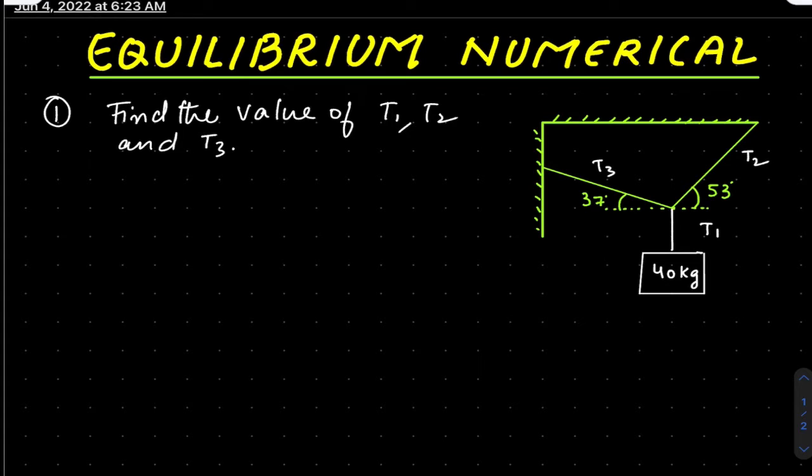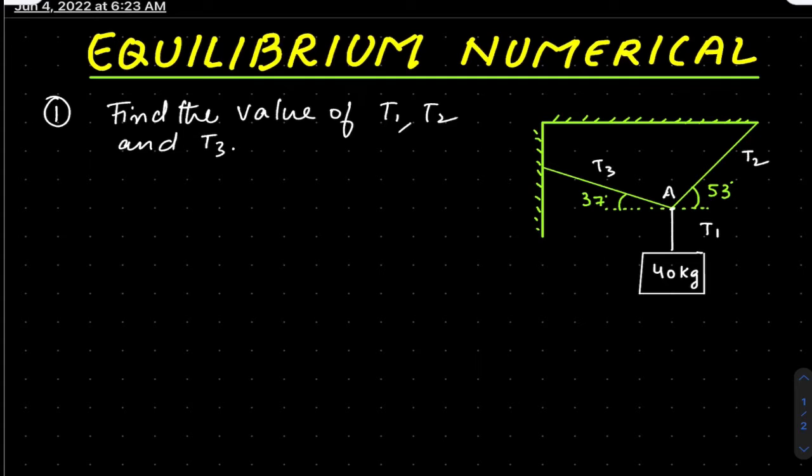So in this numerical we have a situation in which we have three ideal strings and a block of 40 kg with specific angles. We need to find the values of T1, T2 and T3, that's the tension forces in the strings. Okay, so in this numerical, let's say this joint is known as A, right? So this point A is at rest under the three tension forces applying on this joint, and the block is also at rest.